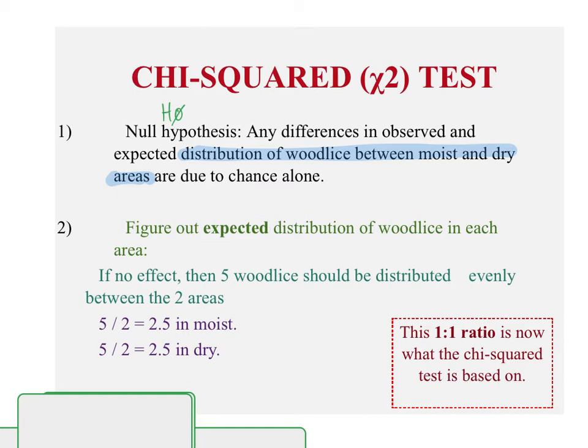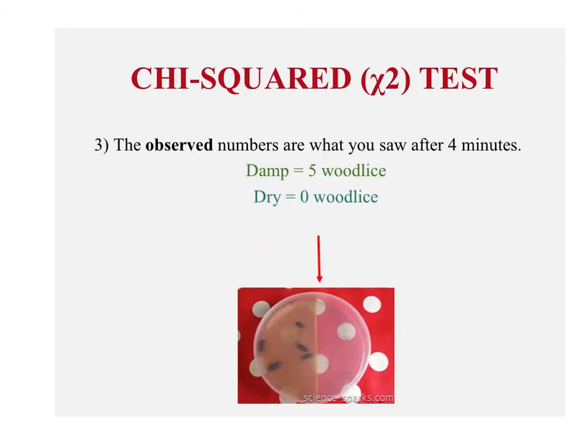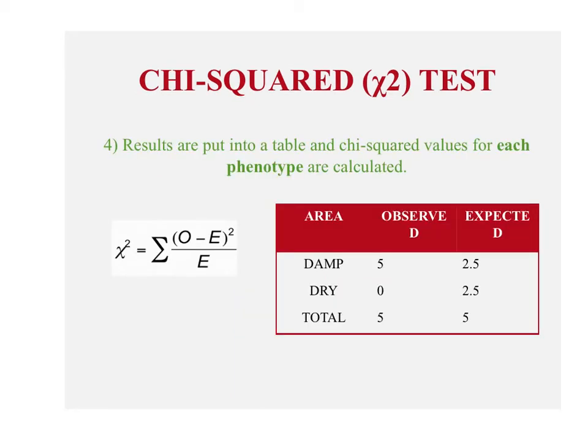The chi-squared test is based on this 1-to-1 moist to dry wood lice quantity ratio. And then I have to do my investigation. So my expected ratio is 1-to-1 moist to dry. But in actual fact, I saw 5 wood lice in the damp area and 0 in the dry area. Okay, and that's what I'm going to use to produce my table. And it looks a little bit something like this.